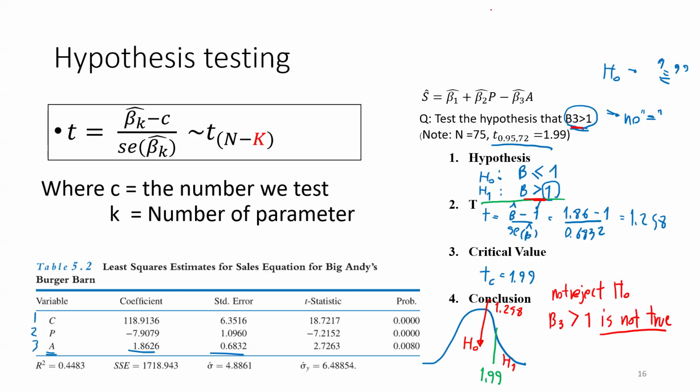Okay, so hypothesis testing will be in the midterm exam. So please review and make sure that you understand it clearly: the four steps, how to set H0 and H1, and how to find the critical value, okay?